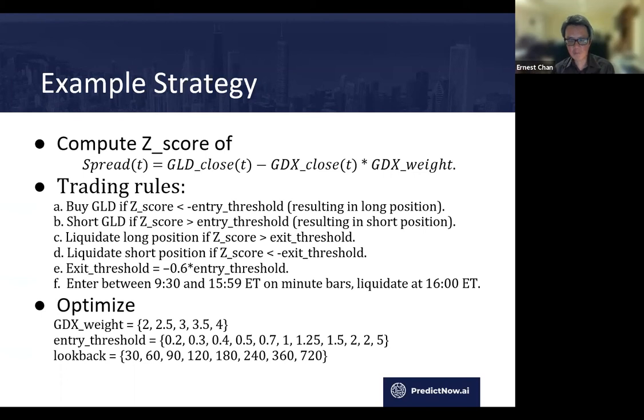And what we want to optimize are the three parameters where the GDX weight can go from 2 to 4 with 0.5 increment. The entry threshold can go from 0.2 to 5 with different varying increment. And the look back go from 30 days to 720 days. So which parameters should we use for implementing that simple Bollinger Band strategy?